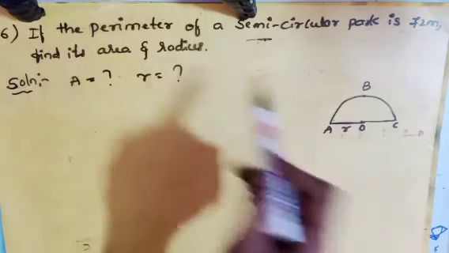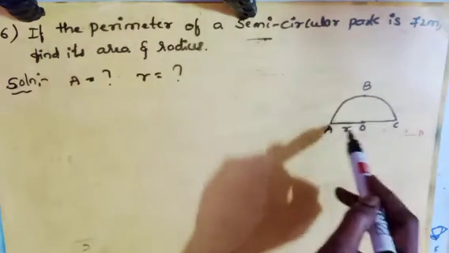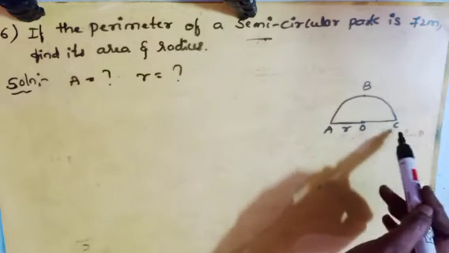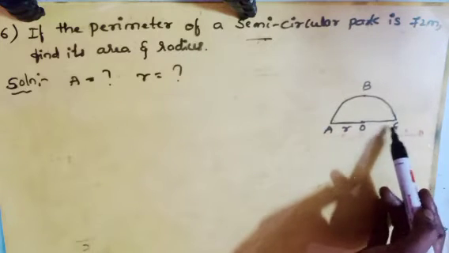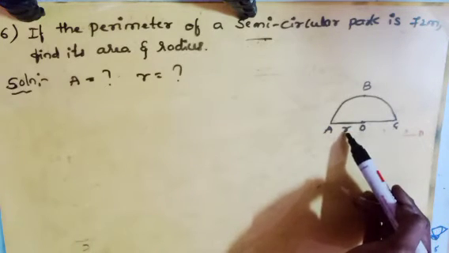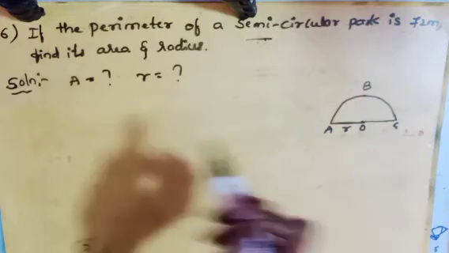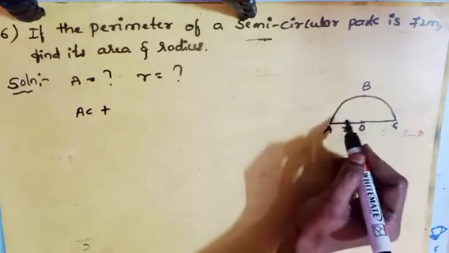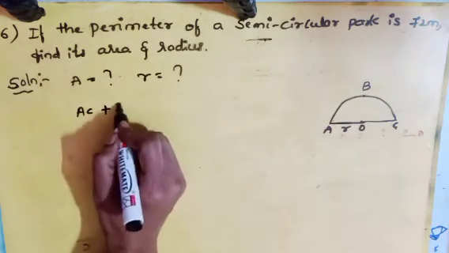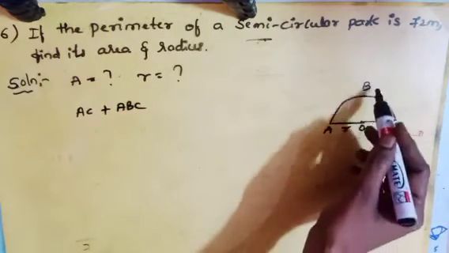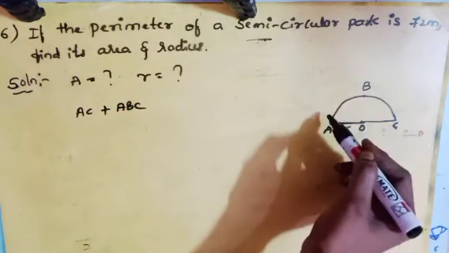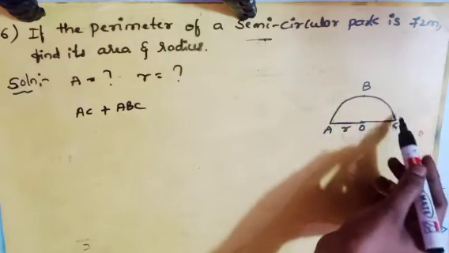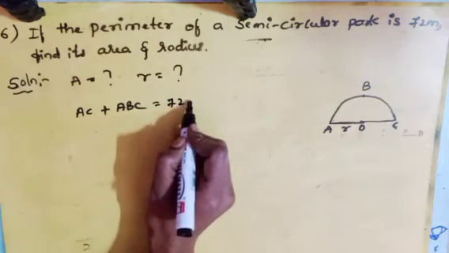See here, the perimeter of a semicircular park is given. A semicircular park means AC is the diameter, see this figure. AC is the diameter and AO is the radius, denoted by R. So let us take diameter AC plus ABC. ABC is half of the circumference of a circle, and this equals 72 meter.